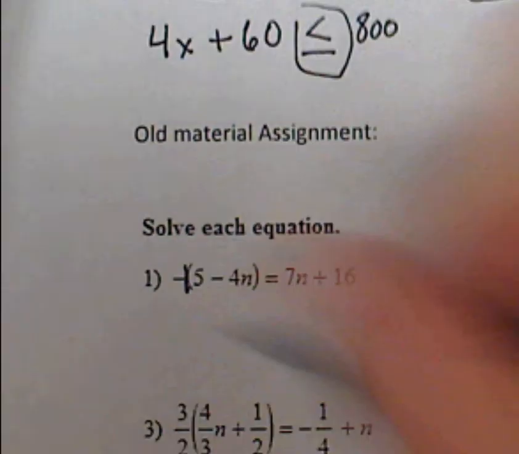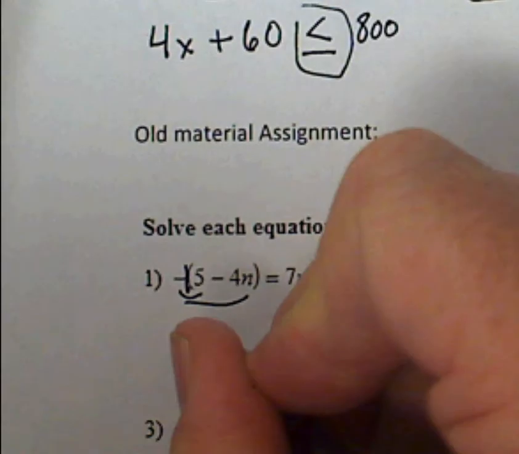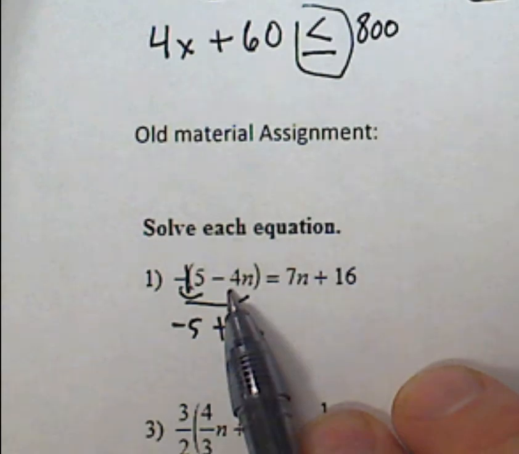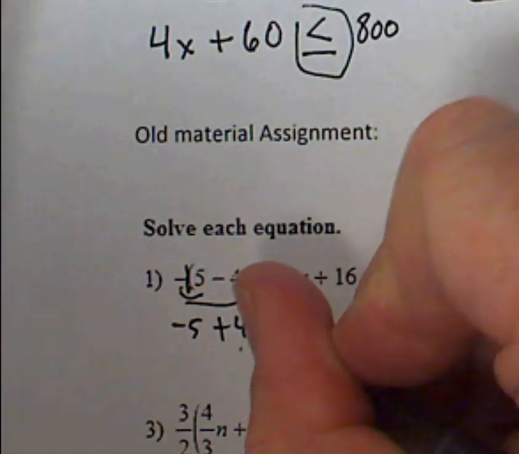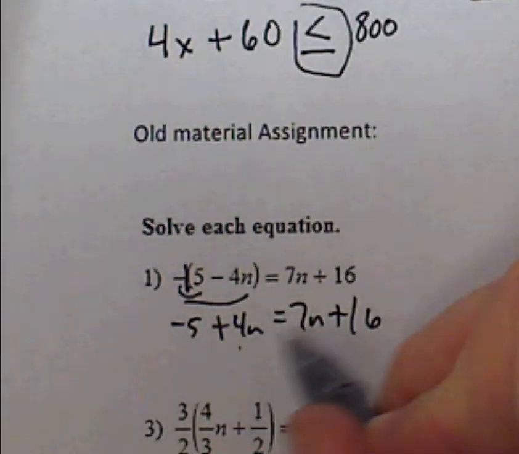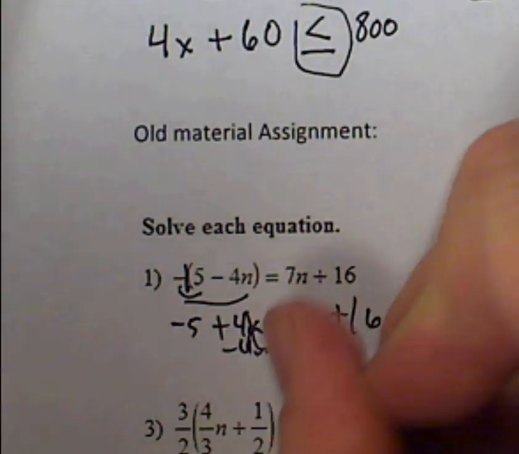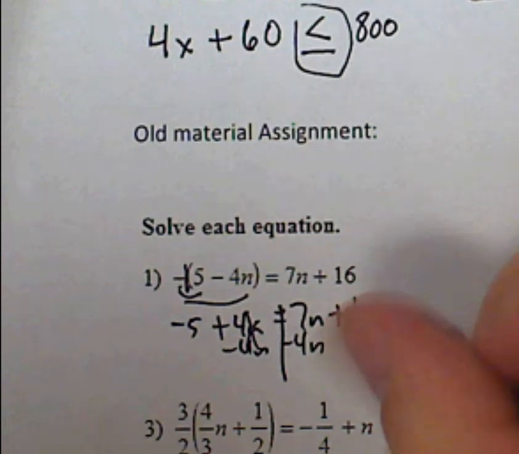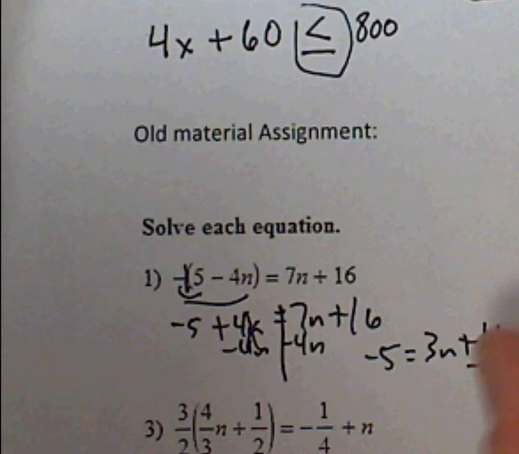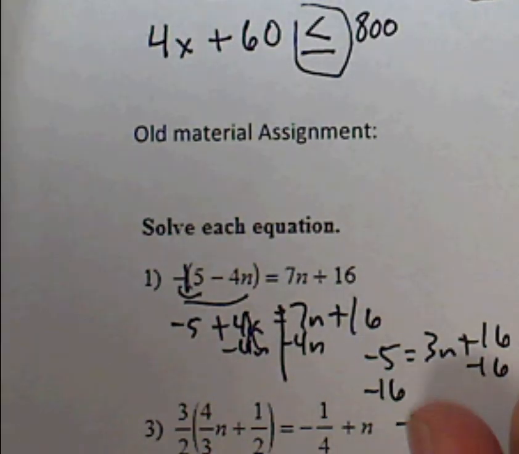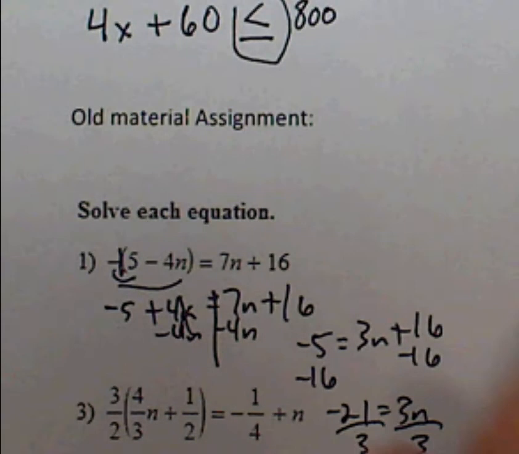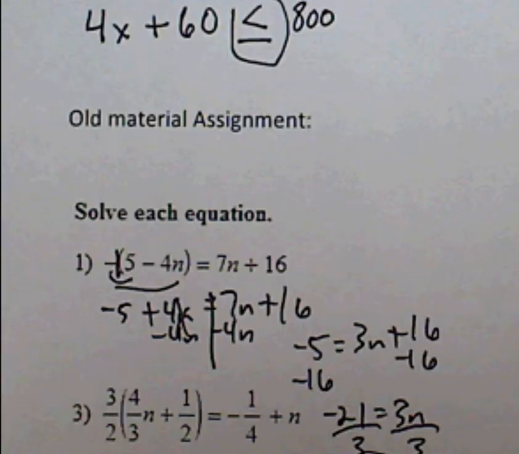So this is really a -1. If I distribute -1, I get -5 plus 4n, because -1 times -4 is positive 4n, equals 7n plus 16. I need to get my variables together. I'm going to bring my 4n over, so minus 4n. -5 equals 3n plus 16. Minus 16 minus 16. -21 equals 3n. Divide by 3. -7 equals n.